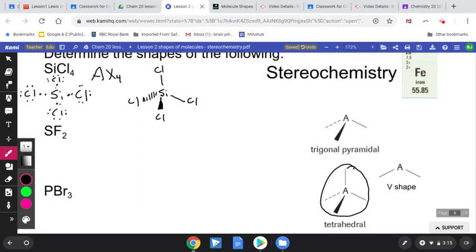Okay, SF2. So Lewis diagram for SF2. Sulfur is group 16, so it has 6 valence electrons. That means 2 lone pairs and 2 bonding. And each fluorine has 7. 3 lone pairs and a bonding. So how do we explain this shape? Using our ACS method, the central atom has an X of 2 bonds and 2 lone pairs, AX2, E2.